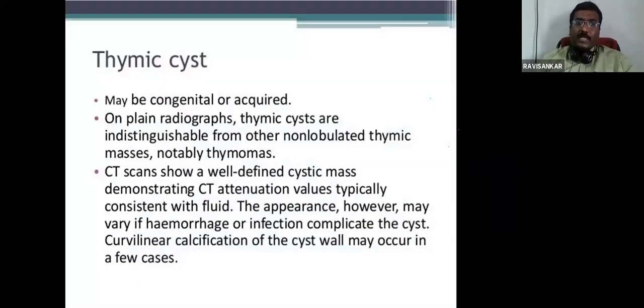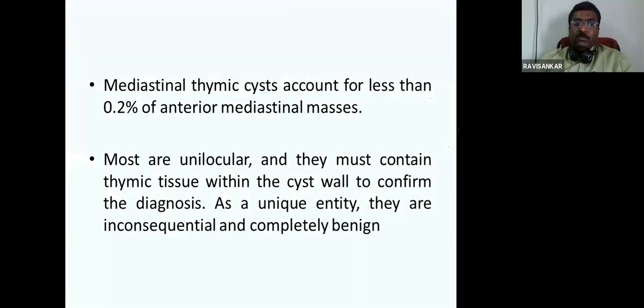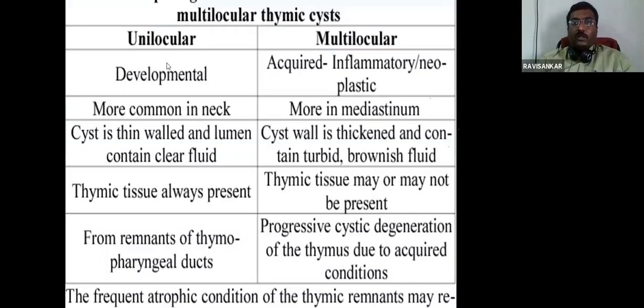So coming to thymic cyst, a couple of slides about thymic cyst. Remember, there are two types of thymic cysts. One is unilocular, another is multilocular. Unilocular is more or less a developmental abnormality. They definitely always contain thymic tissue. They occur from the remnants of the thymopharyngeal ducts.